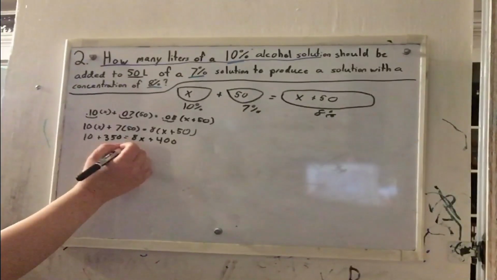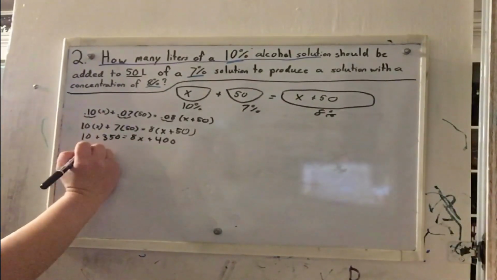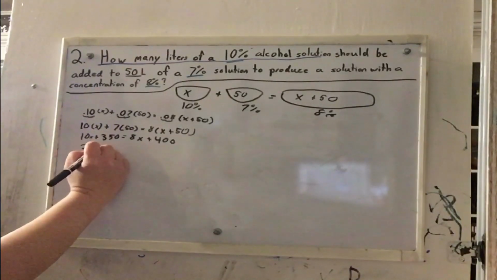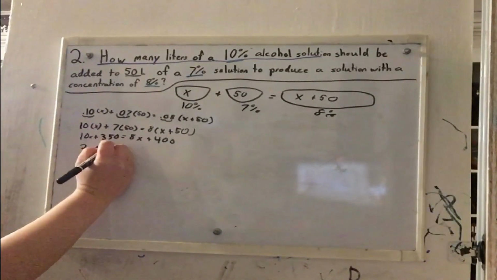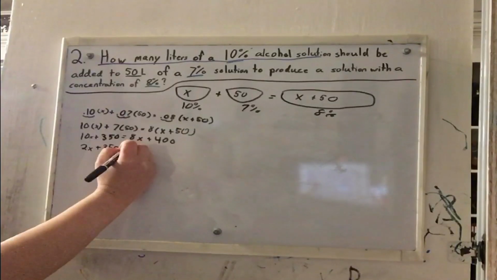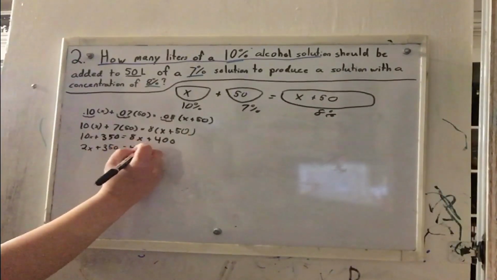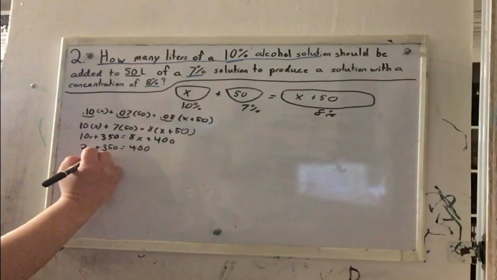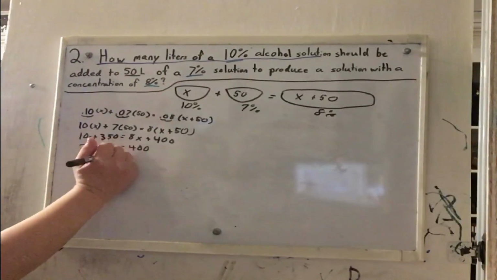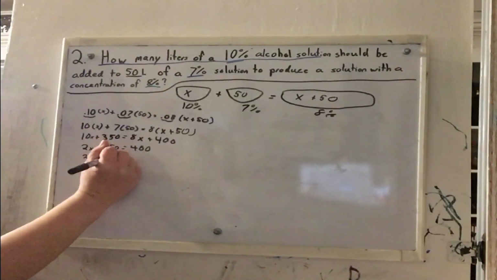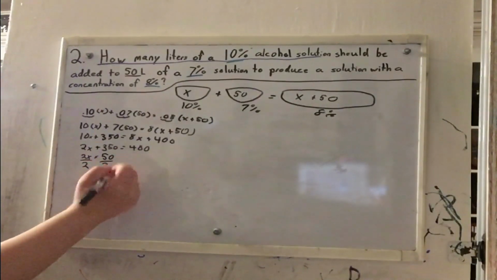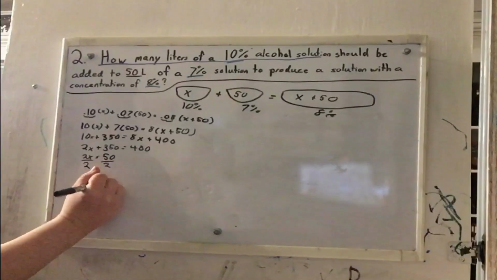Now let's simplify. 10x minus 8x is 2x. Oh wait, there's supposed to be an x there. 2x plus 350 is equal to 400, minus 350 on both sides. 2x is equal to 50. And now we're going to divide both sides by 2. And then x is equal to 25.